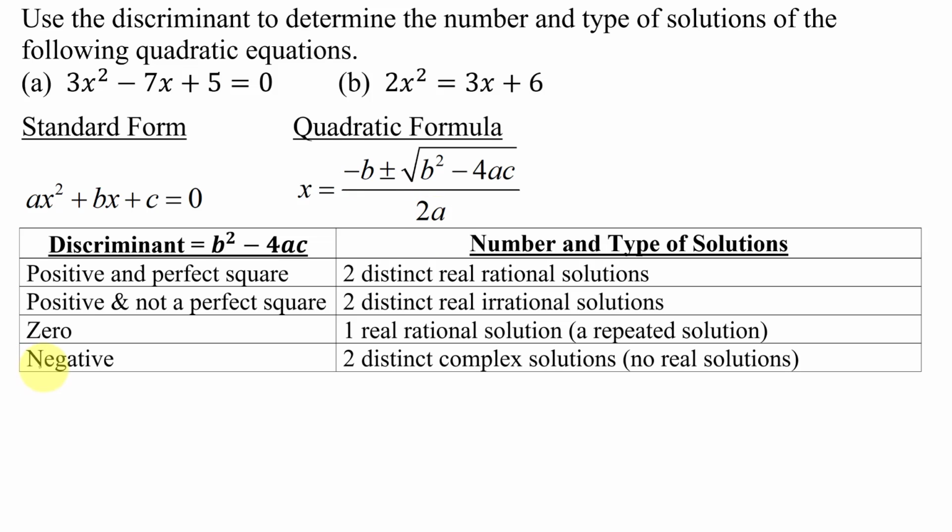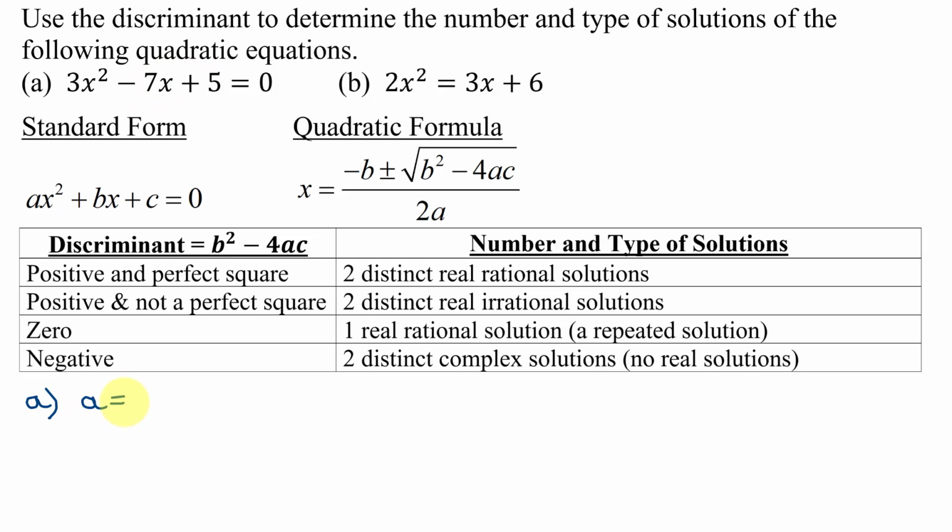And finally, when the discriminant is negative, you get 2 distinct complex solutions that are conjugates of each other, because when you take the square root of a negative number, you get an imaginary answer. Now looking at our examples, in part A, we have 3x squared minus 7x plus 5 equals 0. This is written in descending order, so I'm ready to find the values of a, b, and c.